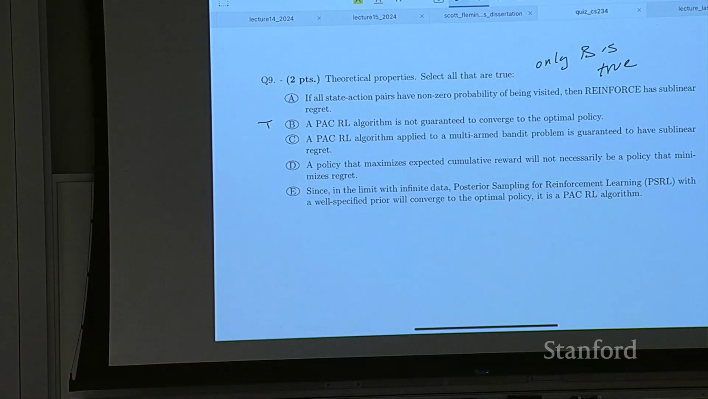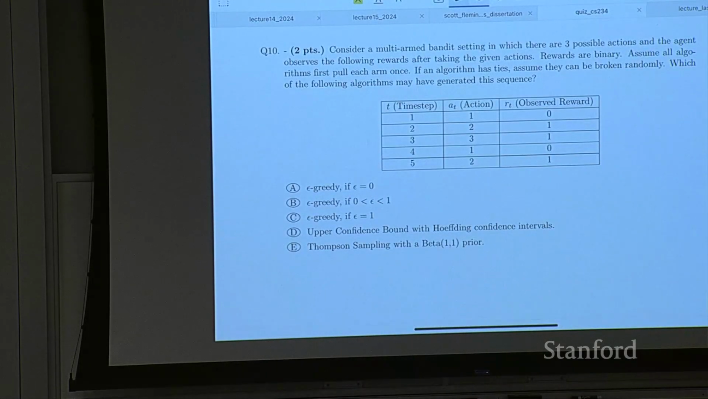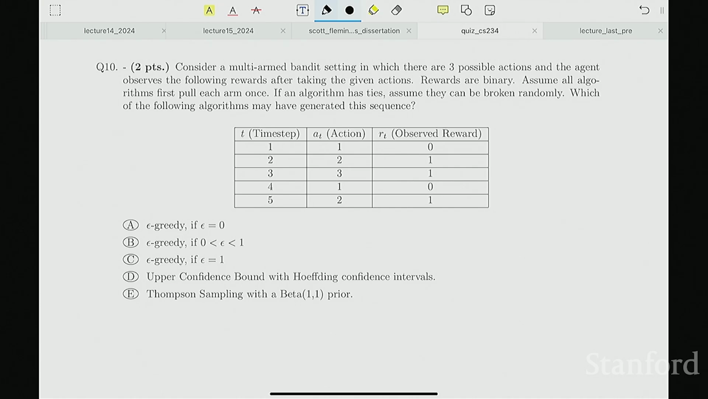And then the final question has us think about which algorithms could generate the observed reward. Raise your hand if anybody wants me to go through that. I'm happy to step through it, or otherwise we'll move on to the next part. Allow people to just think about how different algorithms would run and whether or not they could generate this observed data.